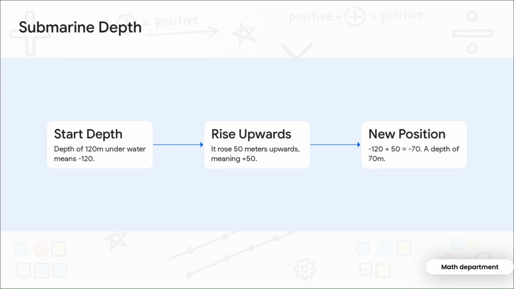Next up is the submarine problem. It reaches a depth of 120 meters underwater. Now, depth means it's below 0, so our starting integer is negative 120. Then it rises 50 meters. Rise means addition, so that's a plus 50. Our equation is negative 120 plus 50. We have different signs, so we subtract the absolute values to get 70. The negative 120 is the larger absolute value, so our answer stays negative 70, meaning the submarine is currently sitting at a depth of 70 meters.